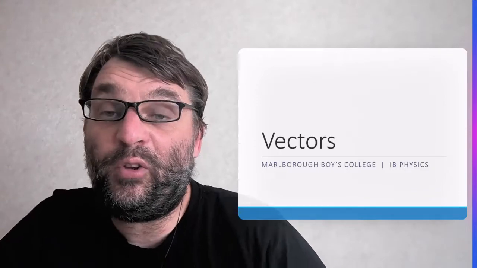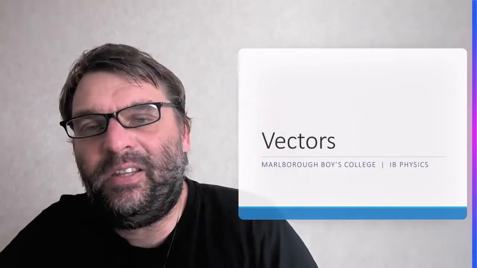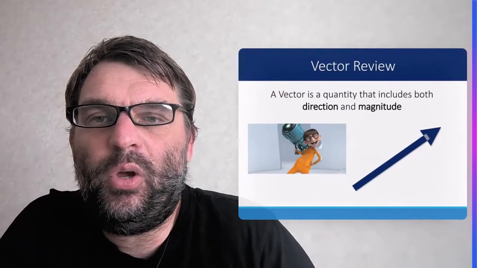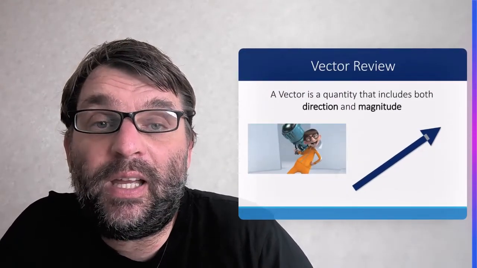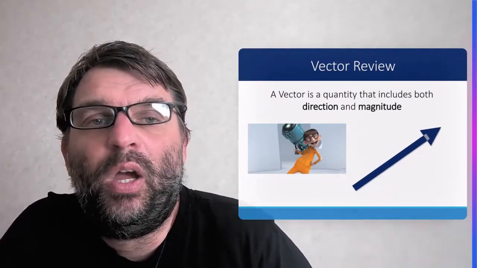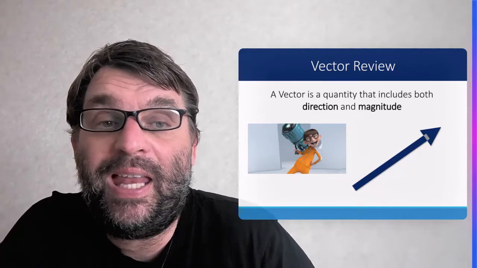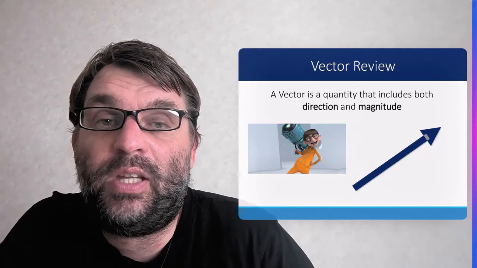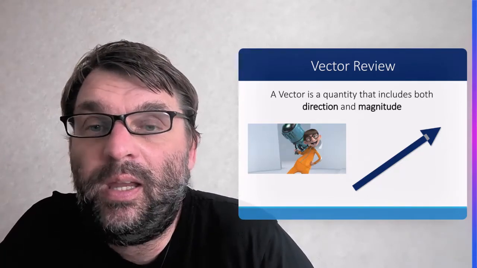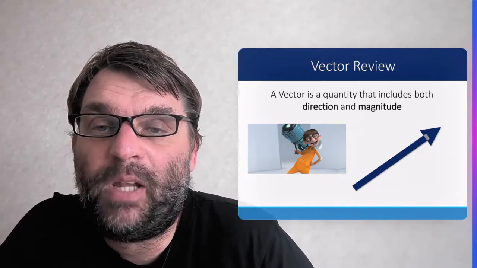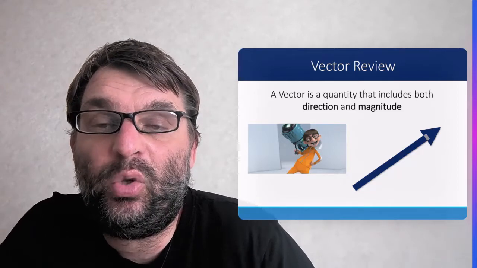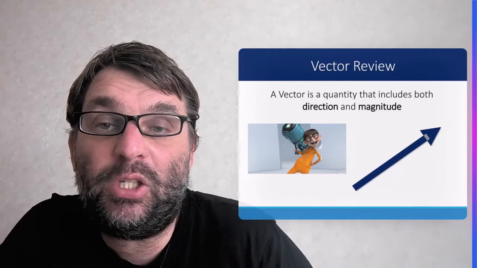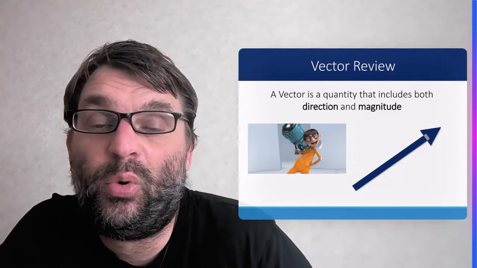So, welcome to the first actual topic in Level 2 Mechanics, vectors. A vector is a value which includes both a direction and a size or magnitude. For example, velocity is a vector quantity because it has a direction, say up or down, north or south, and also a size, so 10 meters per second.